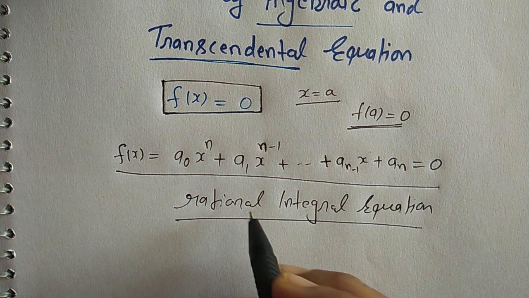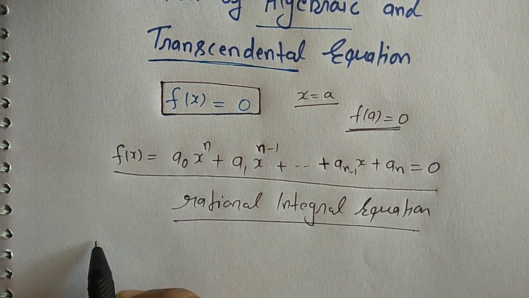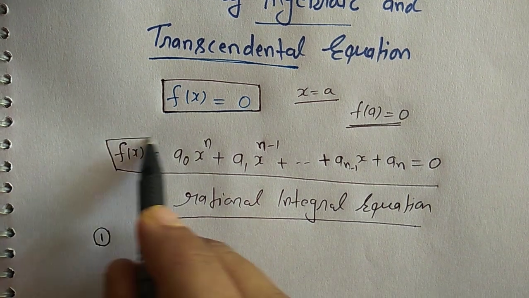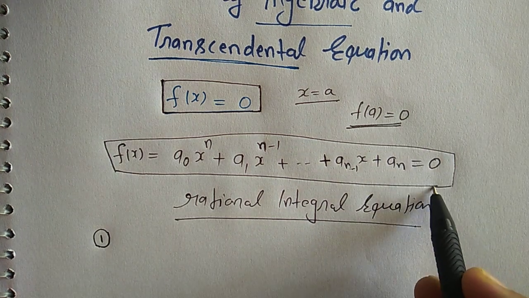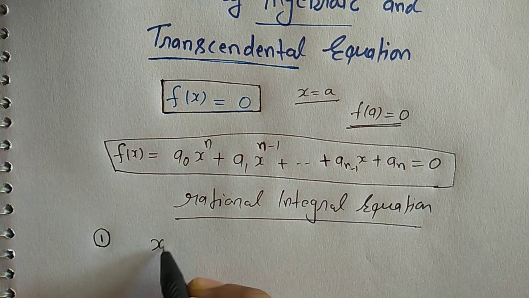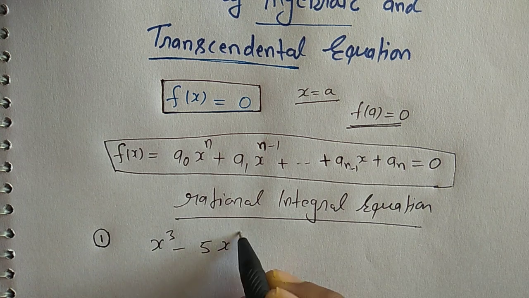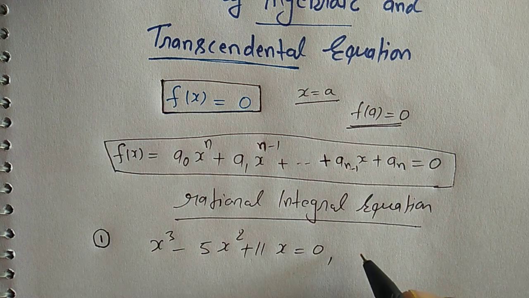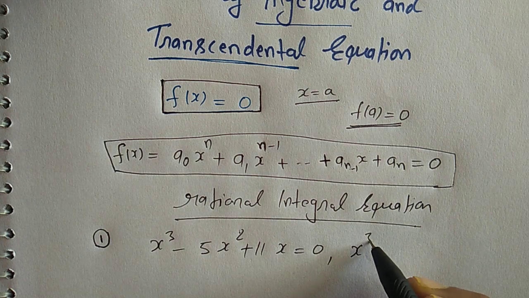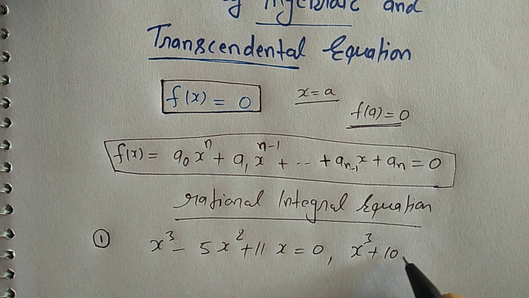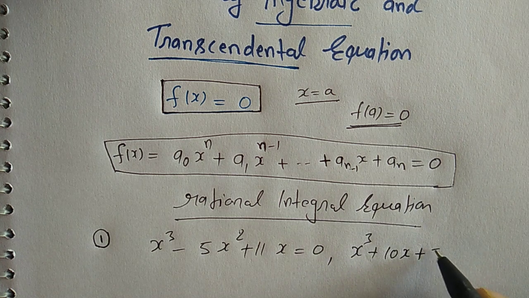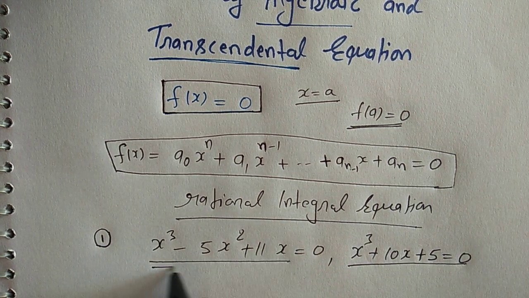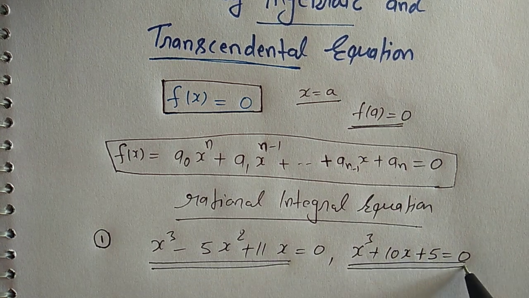So there are two types of this equation. First is the algebraic equation. Algebraic equation means this expression is purely in x, like x cube minus 5x square plus 11x equal to 0, or we can have x cube plus 10x plus 5 equal to 0. So these are called algebraic equations or polynomials. This is called a polynomial purely in x.